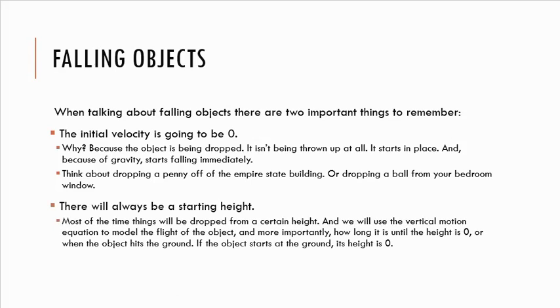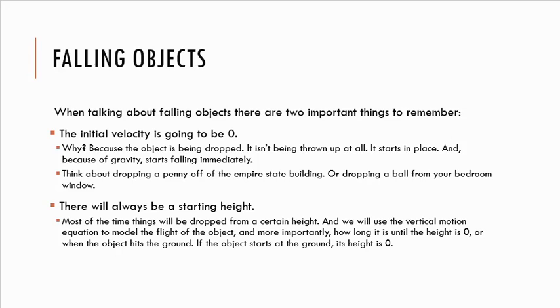The second thing to make sure we understand is that there will always be a starting height. If something's falling or dropping, it means it hasn't hit the ground yet, or hasn't hit a certain height that we're looking for yet. Most of the time, things will be dropped from a certain height. We will use the vertical motion equation to model the flight of the object, and more importantly, how long it is until the height is 0, or when the object hits the ground. The ground is usually 0. We may even use this model to see how long it would take to reach a certain height.